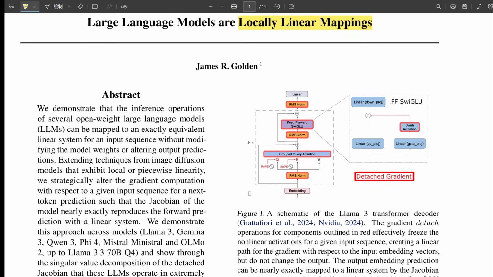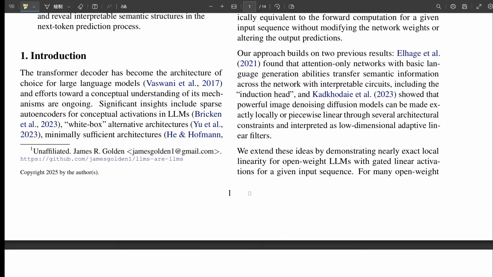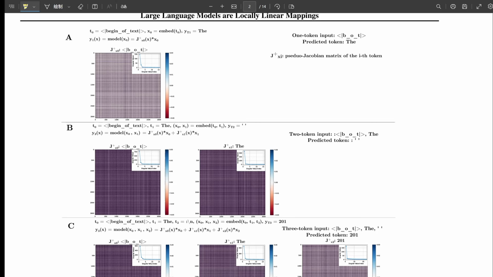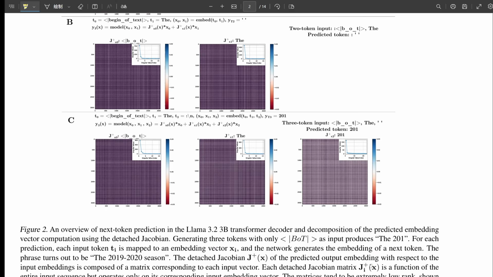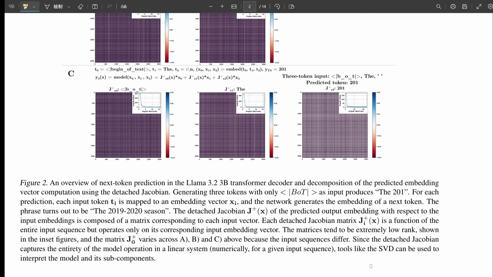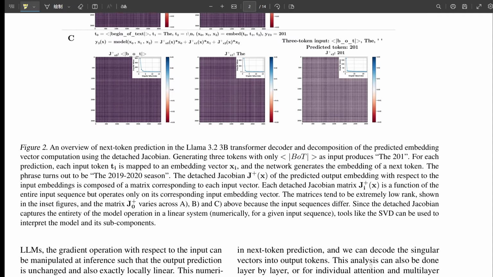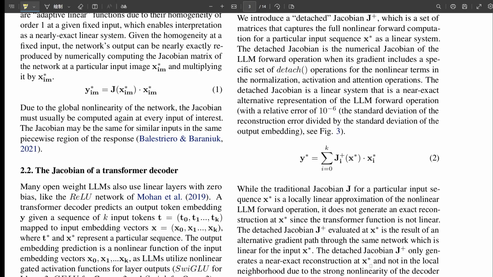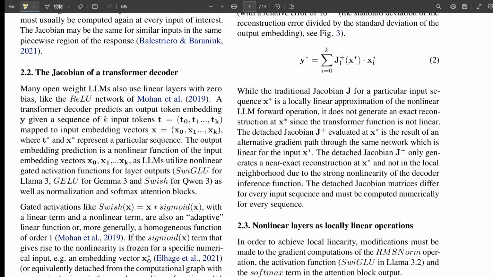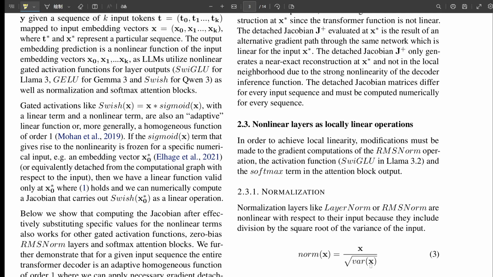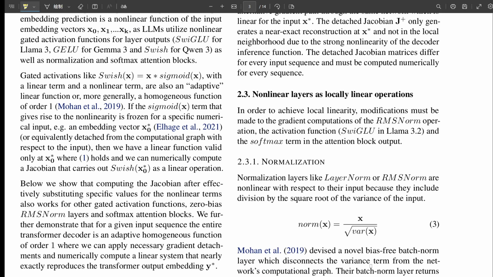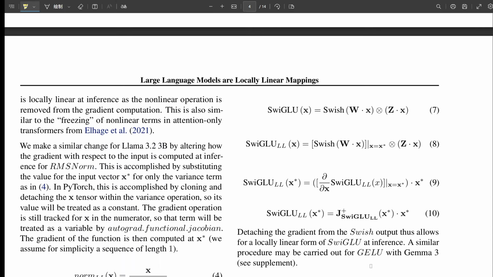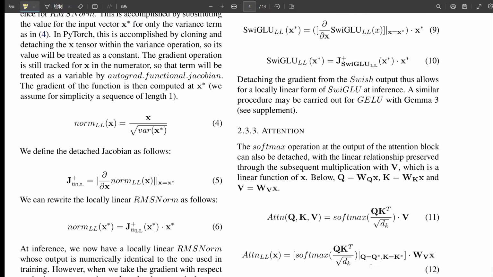Two, activation functions. Functions like SwiGLU, which is key in Llama 3, or GeGLU in Gemma 3, Swish in Qwen 3. These are nonlinear by definition. Of course. But many popular ones, including SwiGLU and Swish, can be written with terms involving simple multiplication, which is linear, and other terms involving nonlinear functions like sigmoid, or GELU's own complexity. The method detaches the gradient from the purely nonlinear part of the function, again evaluated at that specific input point. Effectively, only the linear component remains active for the gradient calculation. Clever. And the third?